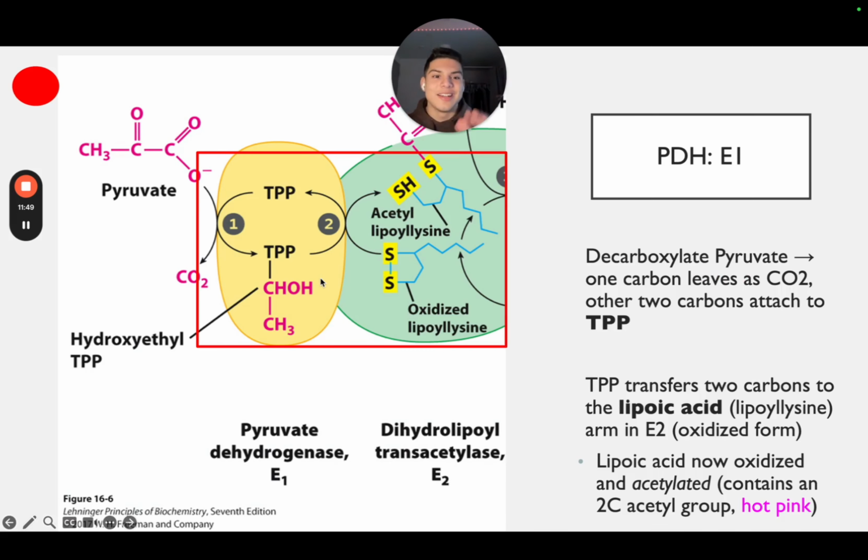Now let's go into detail of everything, just breaking it down step by step. So first step is PDH E1. E1 again is that pyruvate dehydrogenase. And what we're going to do is take our pyruvate, it's 3 carbons, and decarboxylate it, meaning we take 1 carbon off to form carbon dioxide. And we're going to get this intermediate connected to the TPP. It's called a hydroxyethyl TPP. You don't really need to know that. You just need to know that you're forming an acetaldehyde that eventually gets transferred onto our E2 part of the enzyme.